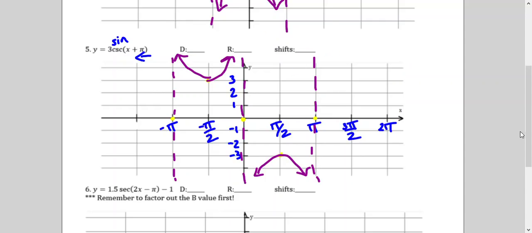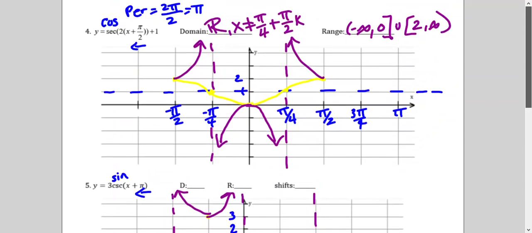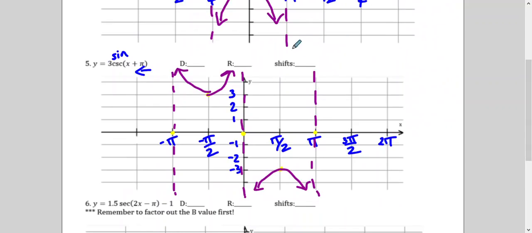Okay, and it asks me the shifts here. I don't remember it asking me the shifts before. Nope, it didn't. So it had a phase shift or horizontal shift. So phase shift, left, and that went left pi.